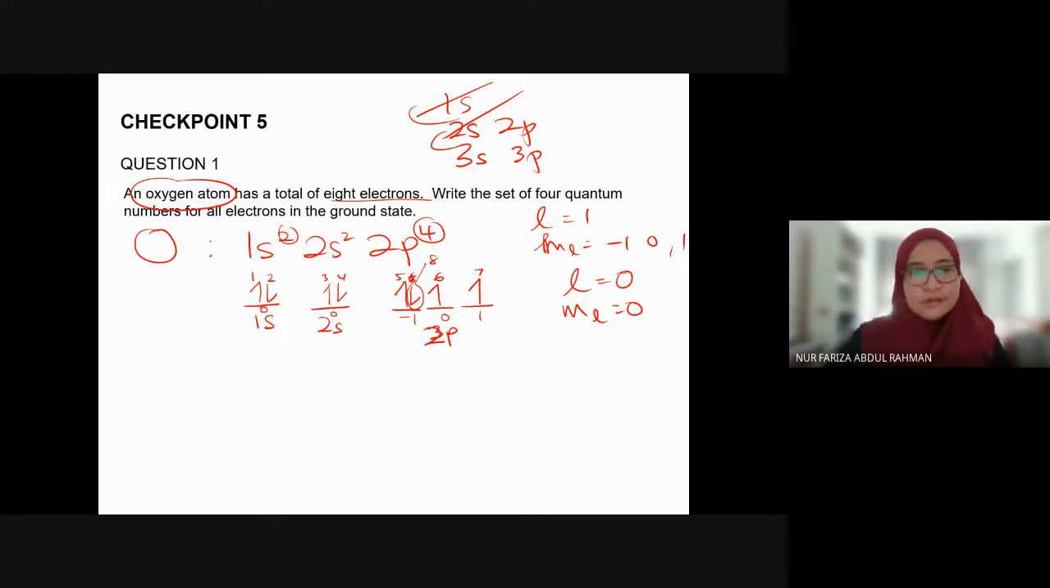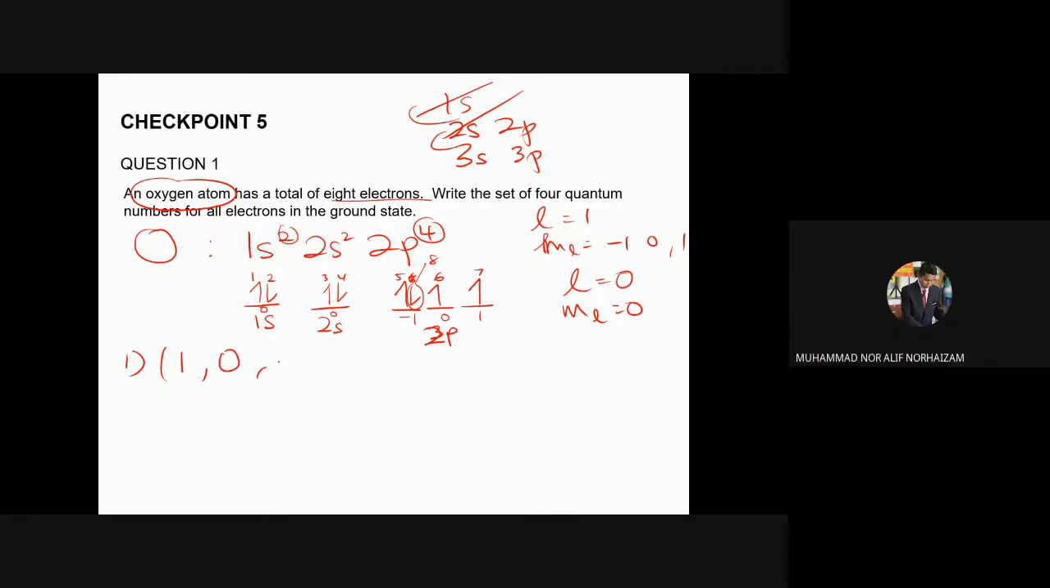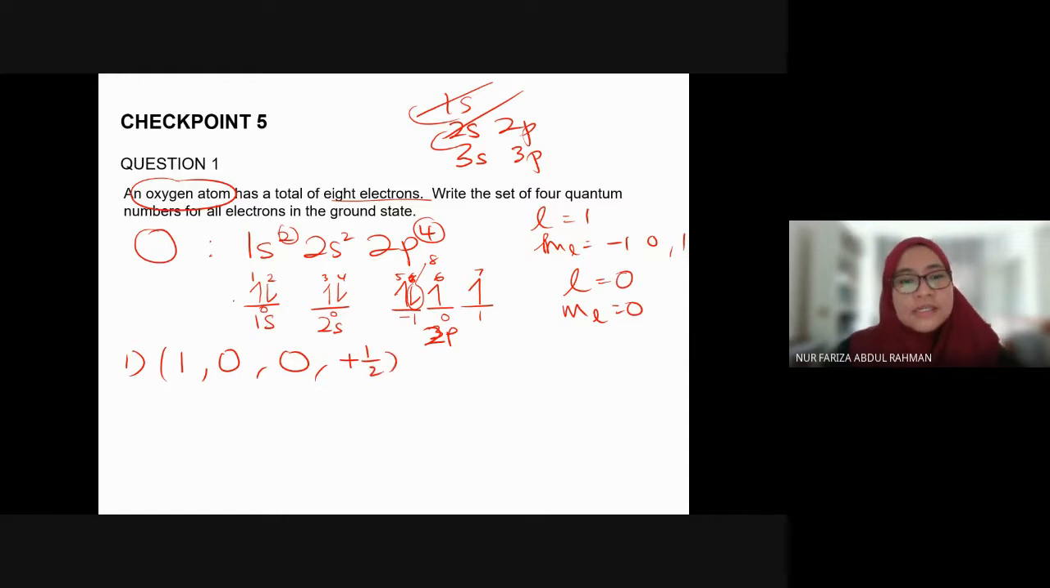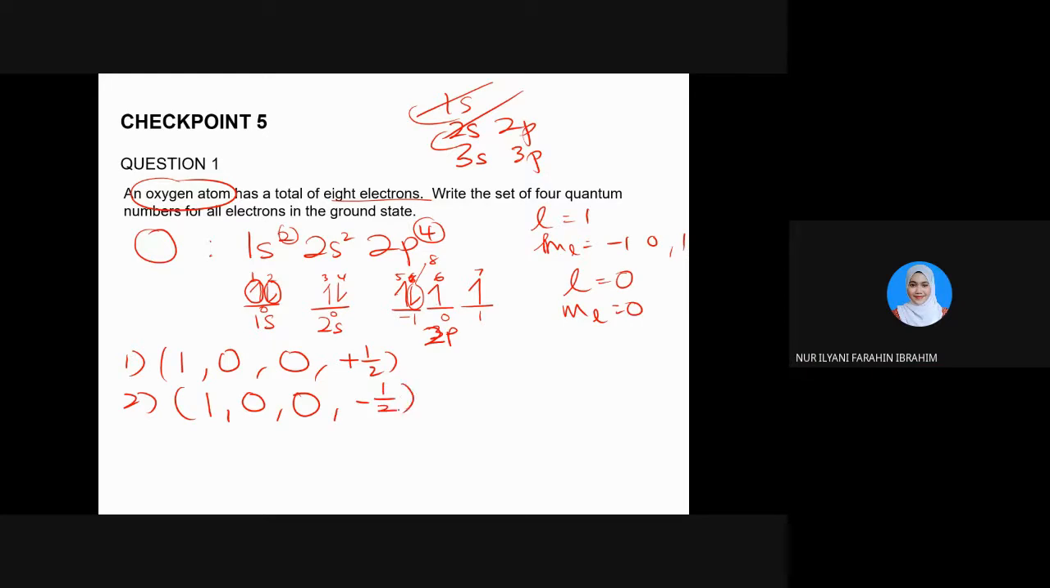Alright, let's go for the first electron. The set of quantum numbers will be, someone please help me write it. What will be the n? 1. Then the l? 0. ml? 0. And then positive 1/2. Yes, positive 1/2. This is for the first electron. Do it one by one. Then we go for the second electron: 1, 0, 0. But now it is? Negative half. Yes, that's good.